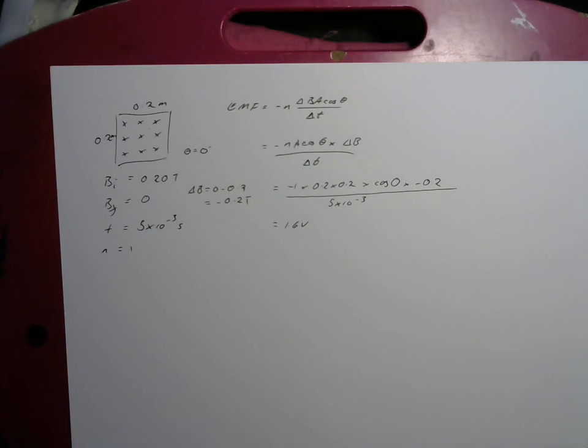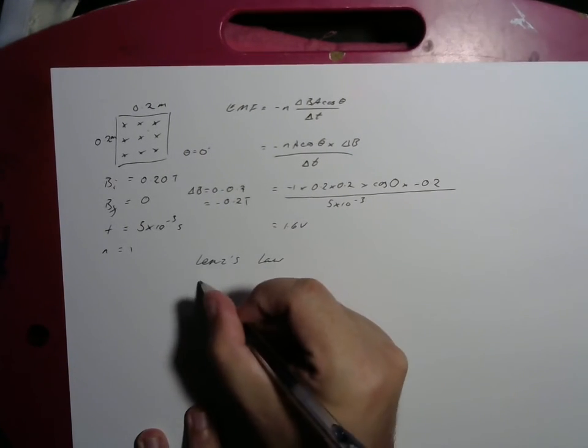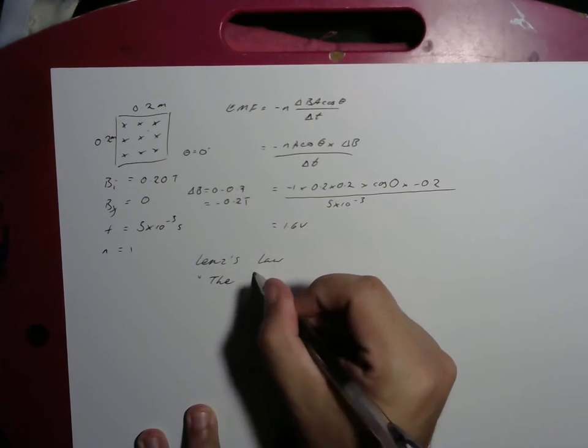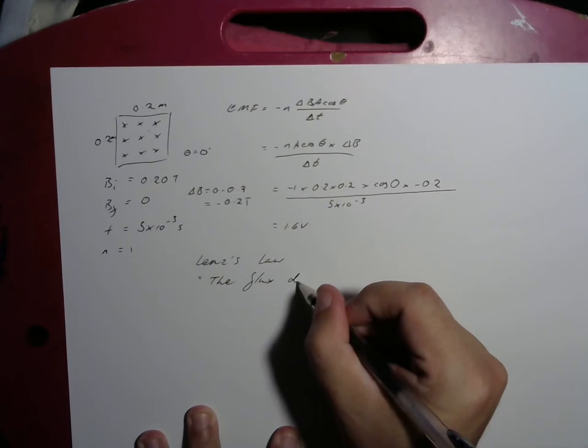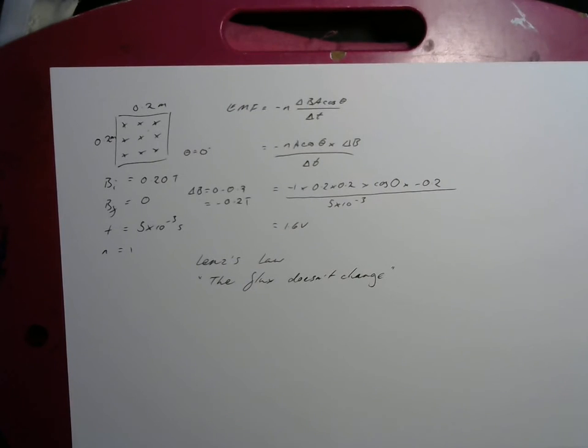Now what about the direction though? Remember, Lenz's law says the goal is that the flux doesn't change. That's the goal. And we want to do stuff in order to keep the flux the same. Now the magnetic field here has got weaker. So what's going to happen to the magnetic field that's being created? Well, think about it for a second: the magnetic field is getting weaker, then it's going to create a field that is trying to make it stronger.